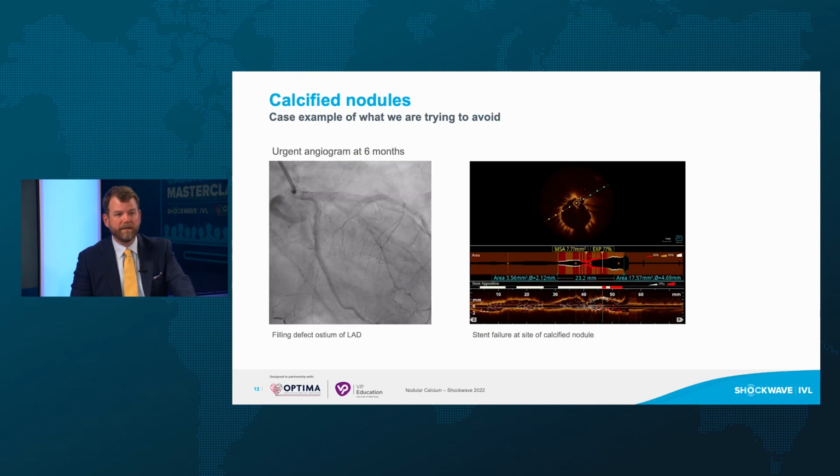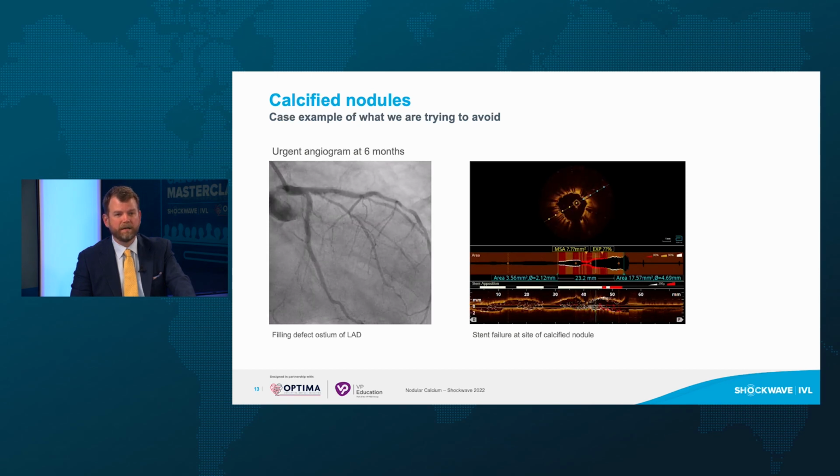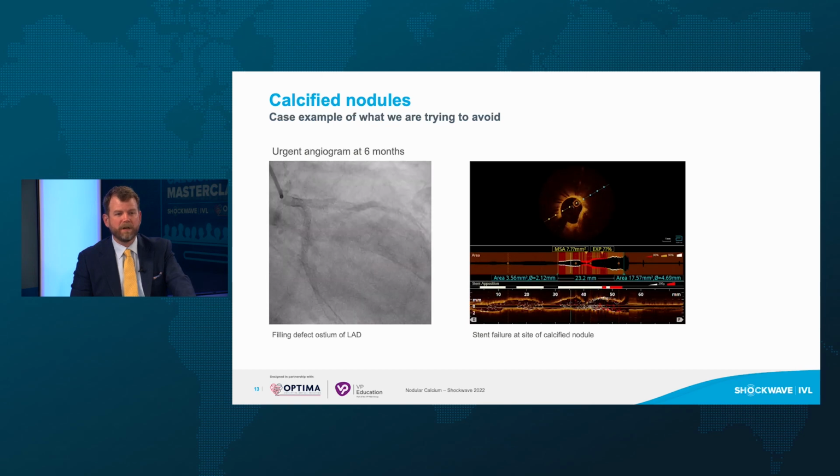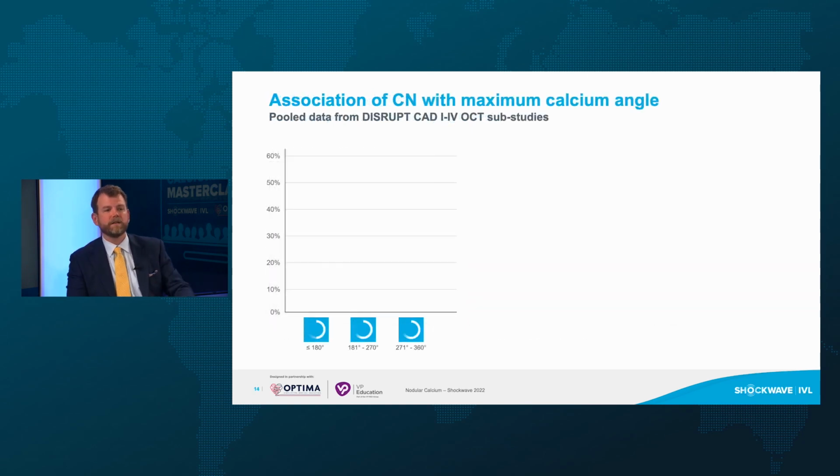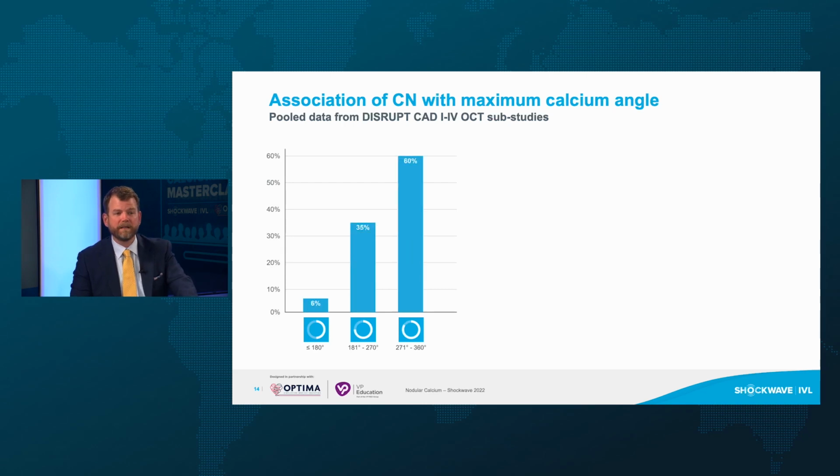as you can see on the left side there. Again, because of that poor MSA, illustrated on OCT, as you can see on the right side here, showing reprotrusion of that nodule into the lumen there, causing the stent failure, the patient presented back with an acute coronary syndrome.